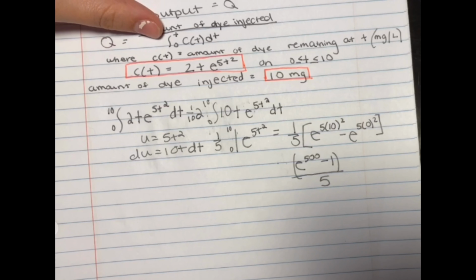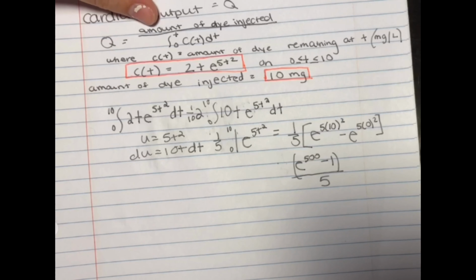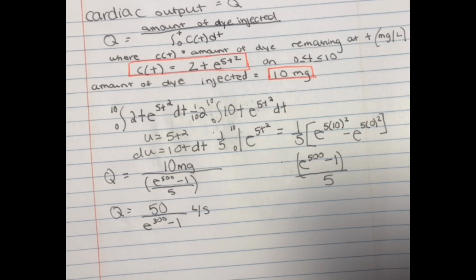Now that we have the denominator of the problem, we can plug in the rest of the information that we have. The answer ends up being 500 divided by e to the 300th minus 1 liters per second.